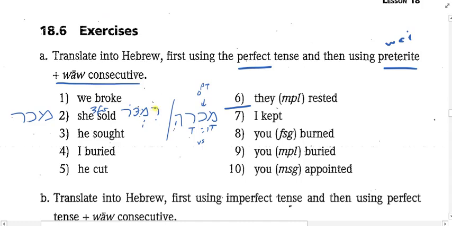Okay. Does the 3FS have any suffixes besides the prefix tav? No, there's no suffix. So it would be timkor, that would be the imperfect. She will sell, but I need to make this a WCI form. So what do I have to add to the front here? I need a vav. And what goes under the vav? A pathach. And now what goes inside the tav?